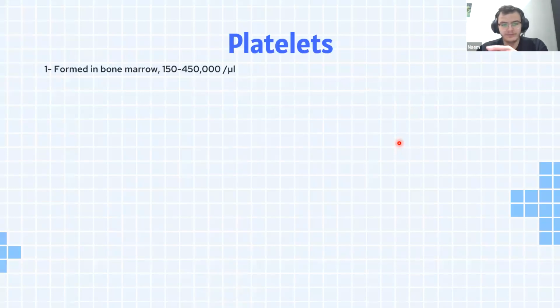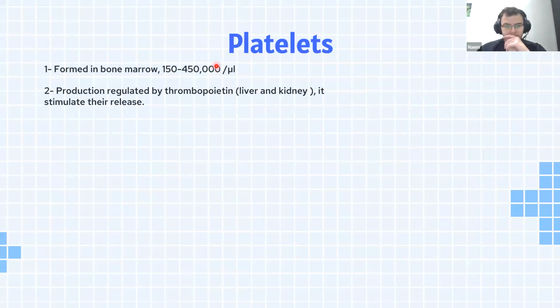First of all, where are platelets synthesized or formed? In the bone marrow. Very simple. How many of them do we have? 150 to 450, thousand. Yeah, 150,000 to 450,000 platelets. Not in the body, I mean in every microliter.